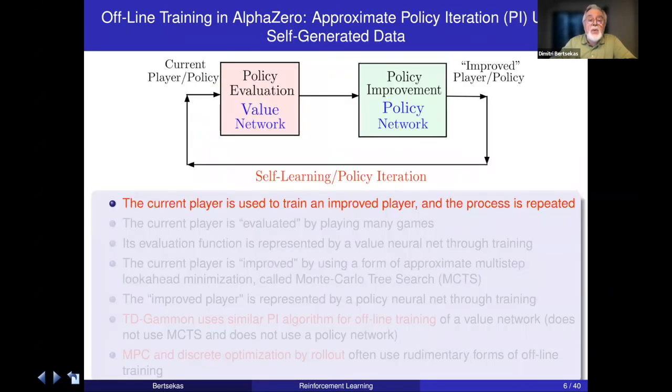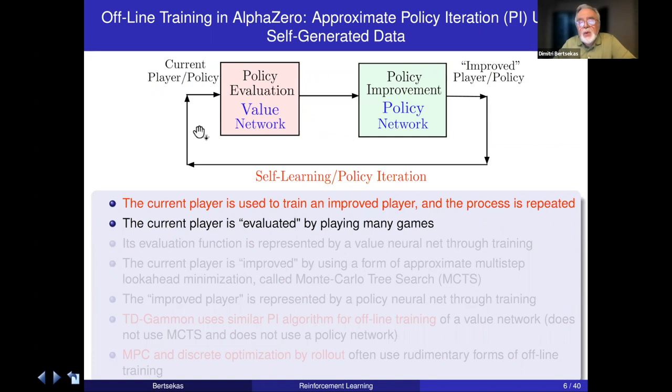And now let me go into the offline training algorithm, again in AlphaZero. It uses a form of approximate policy iteration. Policy iteration, as I mentioned, is a classical algorithm in dynamic programming. It applies an approximation of that algorithm, an approximate policy iteration algorithm, which uses self-generated data. And let me explain how this works. The algorithm generates a sequence of players, software that generates moves at any given chess position. We also call it a policy. And the current player is used to train an improved player, and the process is repeated. So current player, we improve it and then go back again and get a sequence of players, one better or hopefully better than the other.